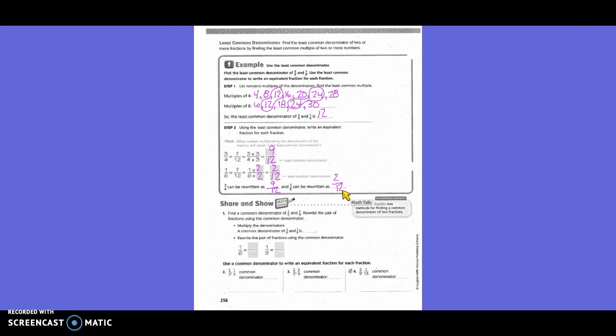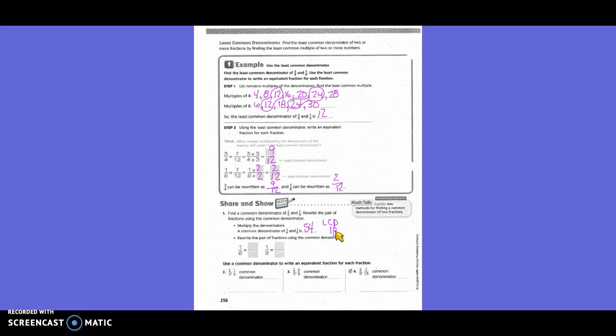Share and show. Find a common denominator of 1/6 and 1/9. Rewrite the pair of fractions using the common denominator. Multiply the denominators. The common denominator of 1/6 and 1/9 is 6 times 9? 54. But what would be the least common multiple? 18. So the least common denominator would actually be 18.